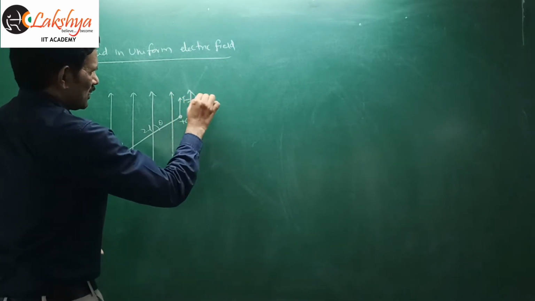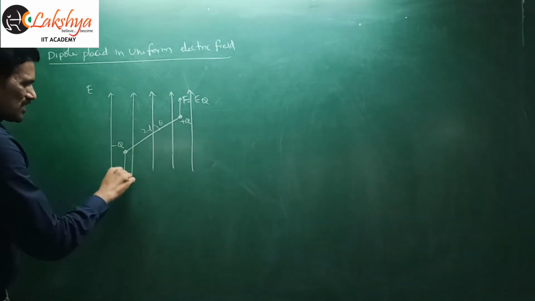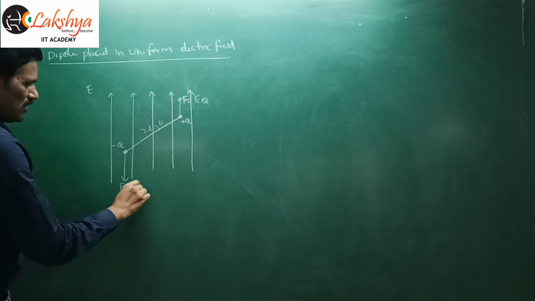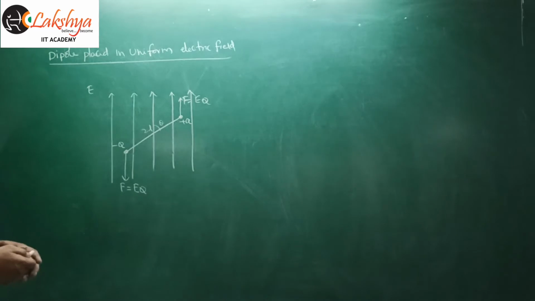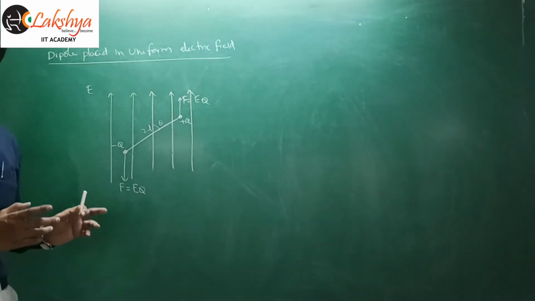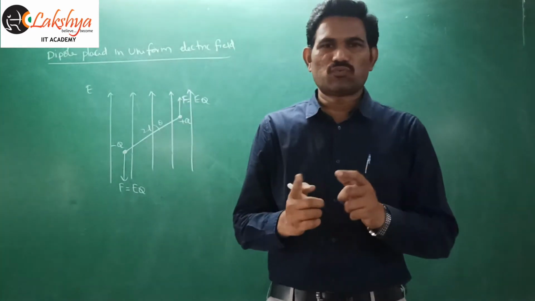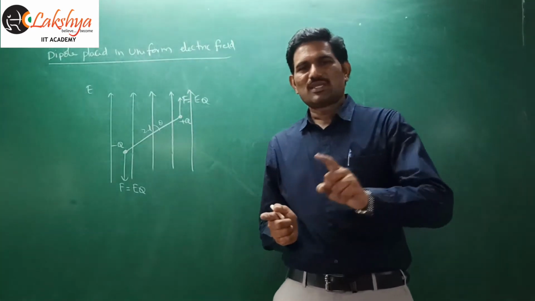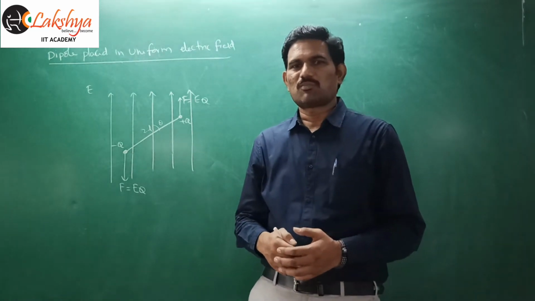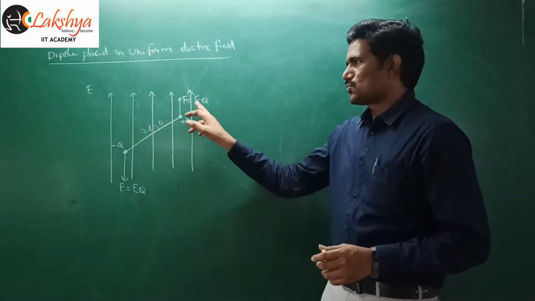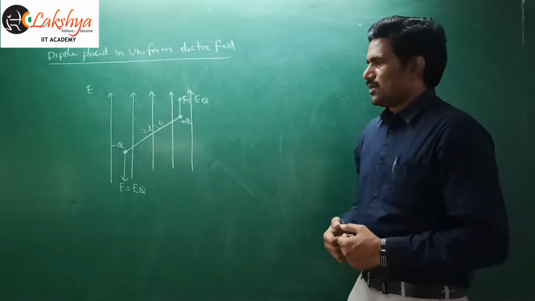whose magnitude I can say is EQ. The direction of that force is like that. And on this negative charge, the force is opposite to the direction of the electric field, and so we can write its force as EQ, opposite to that. So if I ask the net force acting on the dipole, two forces are acting on the dipole. One is in the direction of the field and the other is opposite to it. Then easily you can say that these two forces will cancel each other. So the net force acting on the dipole is 0.